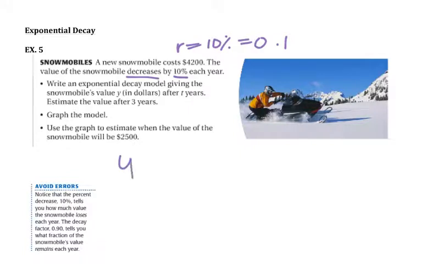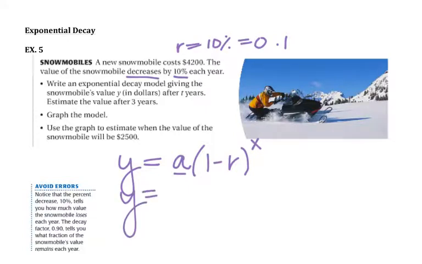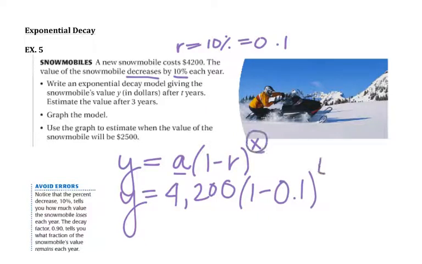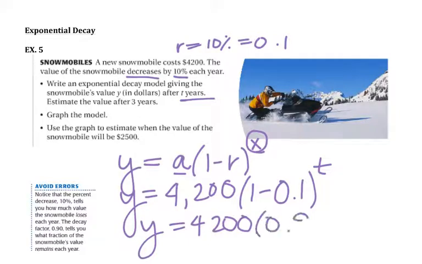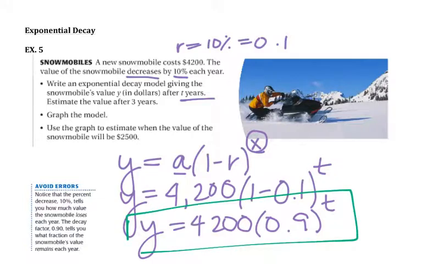So y is the value. We know the general form for decay is a times 1 minus r to the x. So here, a is our initial value, that's 4,200, and then we have 1 minus our value, 0.1, to the x, that's time, and here it tells us to use t, so t for time. So simplifying, we get 4,200 times 0.9 to the t power. So that is our exponential decay model.